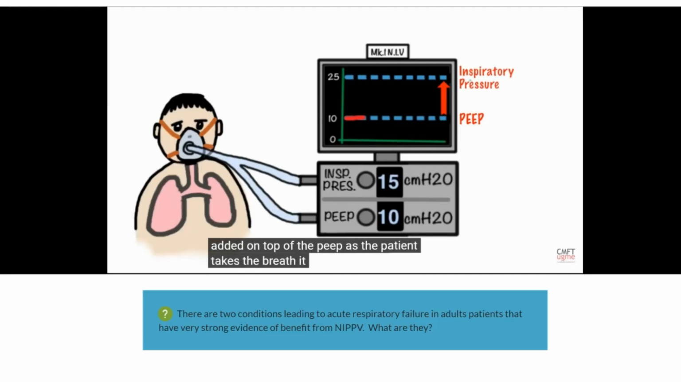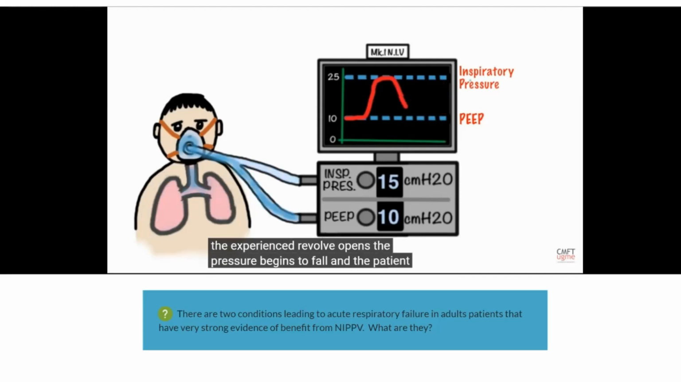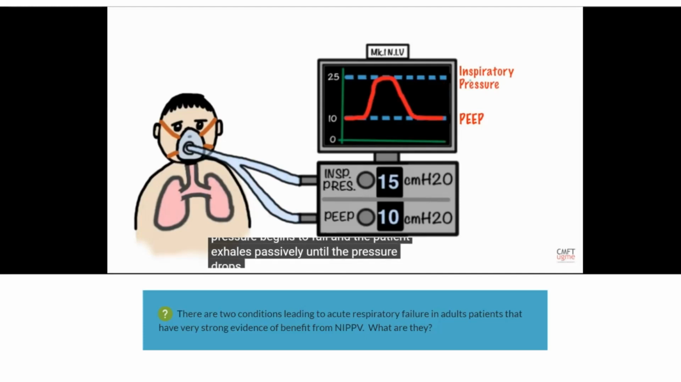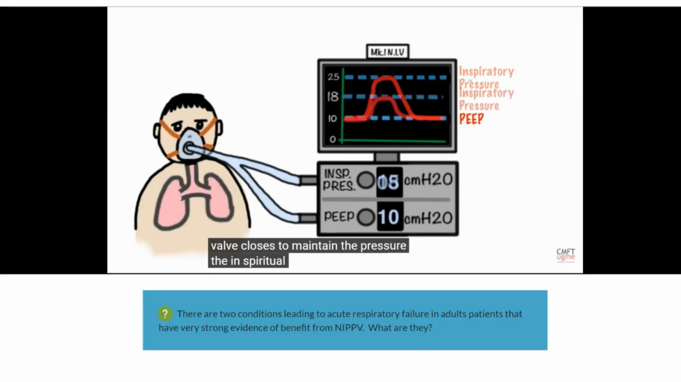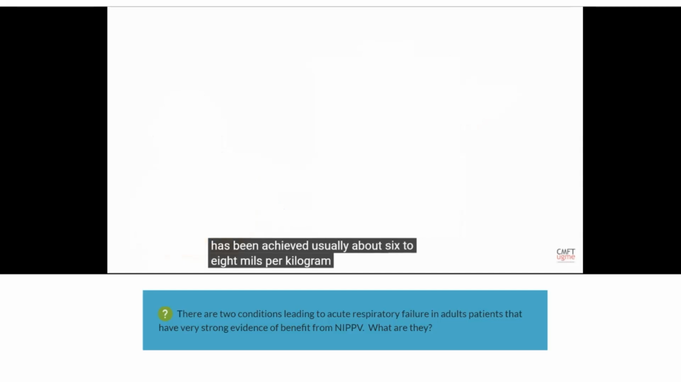As the patient takes the breath, it causes the ventilator to initiate. It now increases the pressure until the inspiratory pressure is achieved. Once the inspiratory pressure has been reached, the expiratory valve opens, the pressure begins to fall, and the patient exhales passively until the pressure drops back to the PEEP level, where the valve closes to maintain the pressure. The inspiratory pressure can be adjusted until the desired tidal volume has been achieved, usually about 6 to 8 mils per kilogram.